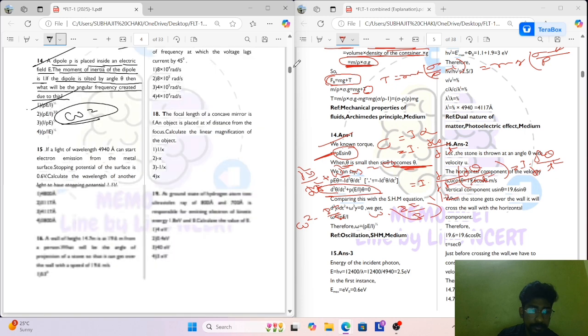A light of wavelength 4940 angstrom can start electron emission from the metal surface. The stopping potential of the surface, V naught, is given as 0.6 V. Calculate the wavelength of another light having a stopping potential of 1.1 V. You know this, the maximum kinetic energy is given by e times V naught. That means it will become 0.6 eV. For the second case it will become 1.1 eV.